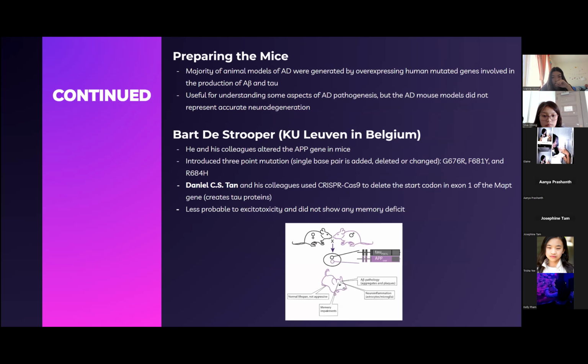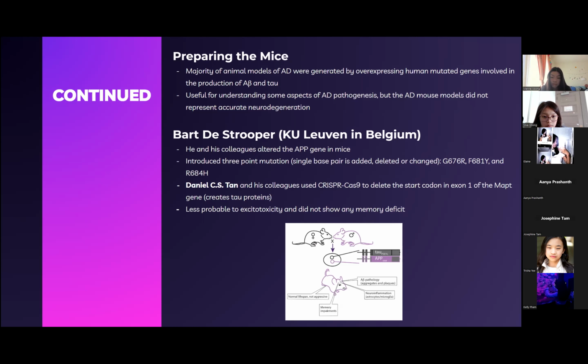So some doctors, before using CRISPR, used mice, which is the most common animal used in gene therapies. They prepared these mice by simulating Alzheimer's disease, and the majority of them were generated by overexpressing human mutated genes in transgenic mice. And this meant that they had AB and tau proteins, a lot of them creating neurofibrillary tangles, like I mentioned before, and this allowed scientists to better understand some aspects of AD pathogenesis, but the mouse models did not represent an accurate neurodegeneration.